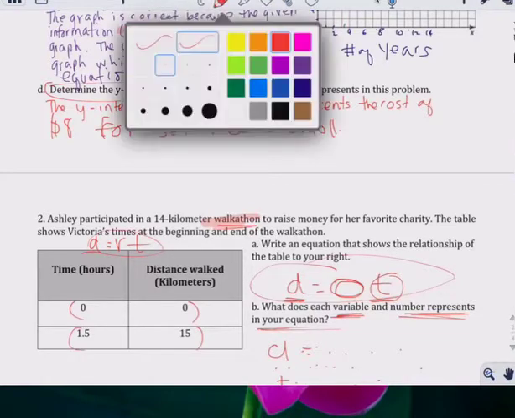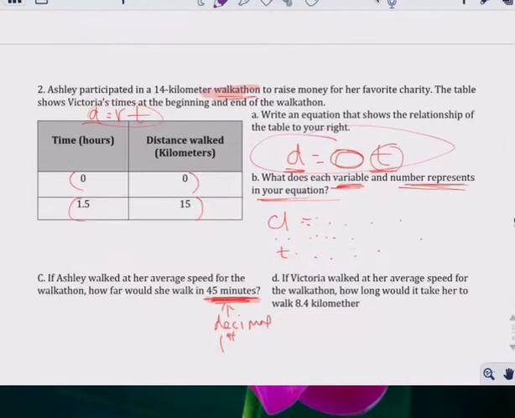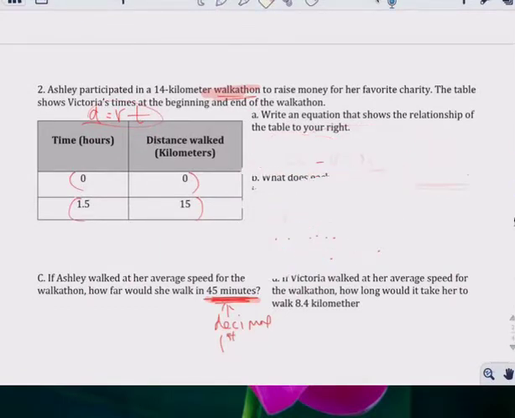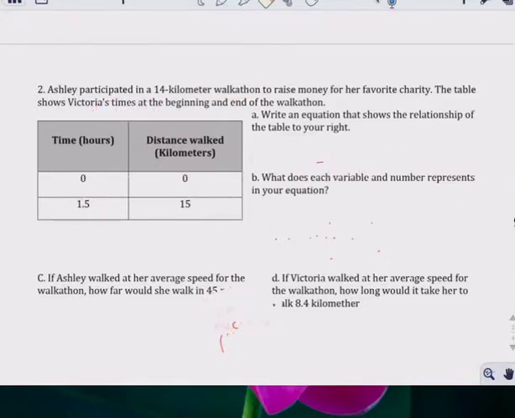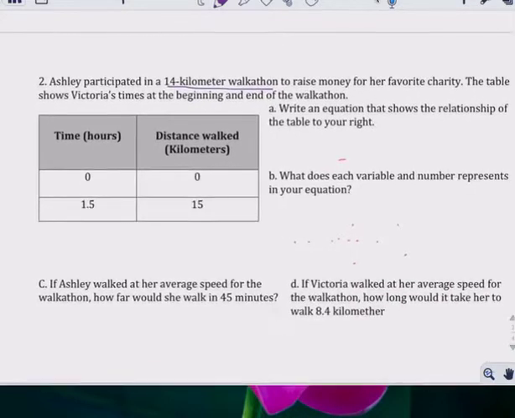Okay, number 3 here. I mentioned this in class: Ashley participated in a 14-kilometer walkathon to raise money for her favorite charity. The table shows the time at the beginning and end of the walkathon. Write an equation that shows the relationship of the table to your right. So the relationship is 0 hours, 0 kilometers.